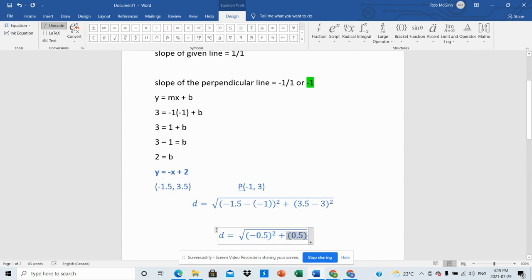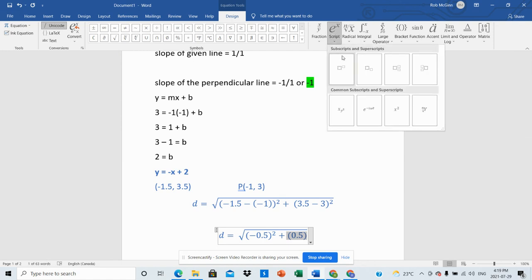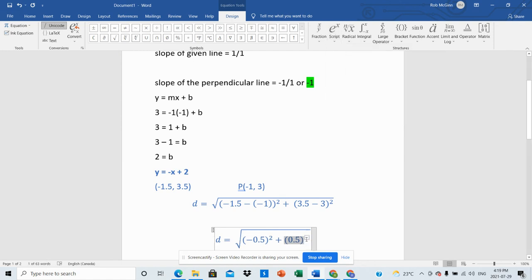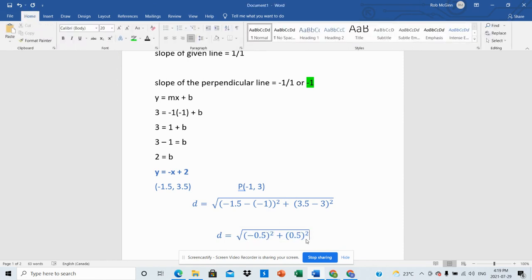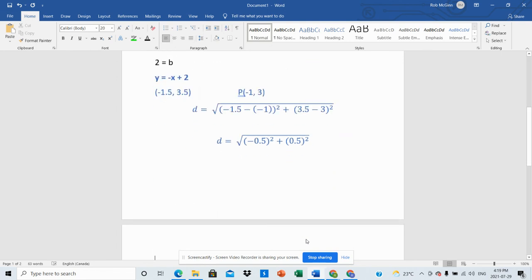And so now we've got -0.5 squared. So when we do that, we should get 0.25 plus 0.25, and we're going to end up taking the square root of that.